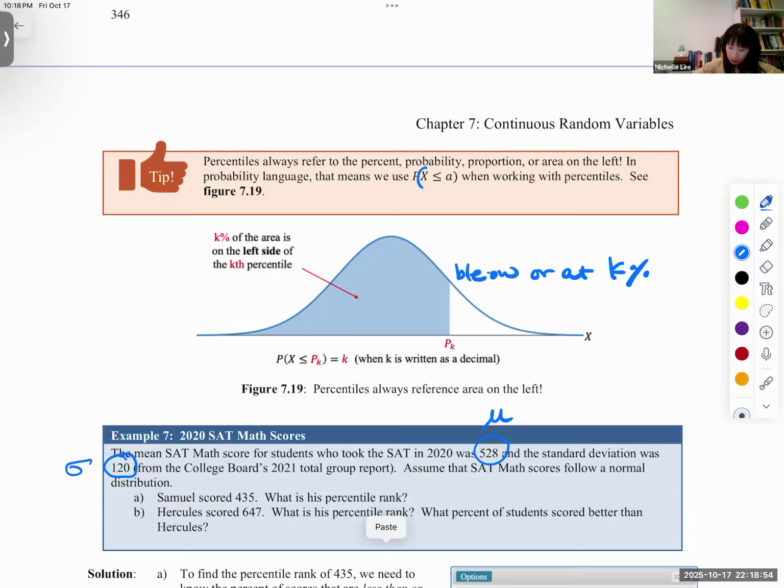So what is the percentile rank? That means we want to know the probability X less than or equal to 435. And then the second part, Hercules scored 647. What percent of students scored better than Hercules? So the probability of X less than or equal to 647. Let me take a picture and then I'm going to show you StatCrunch.